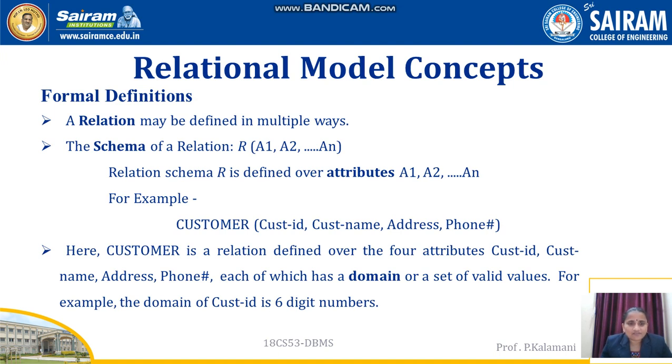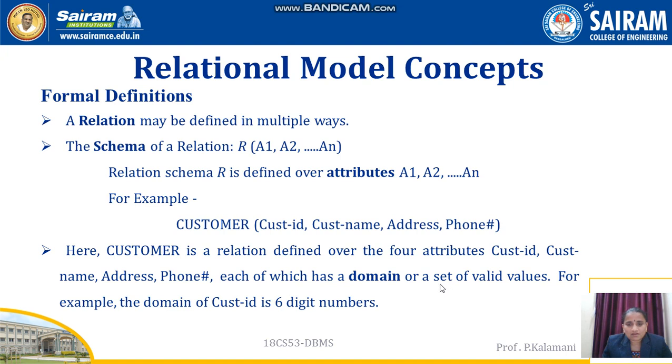So what is the formal definition of a relation? We can define it in multiple ways. First we will define the schema of a relation. We represent the schema of a relation as capital R of A1, A2, ..., An. So this capital R represents the relation name and A1, A2, ..., An represent the attribute names. So relation schema R is defined over the attributes A1, A2, ..., An. For example, the relation name is customer and the attributes are customer ID, customer name, address and phone number. Okay, this is A1, A2, A3, A4. Like this we have to define.